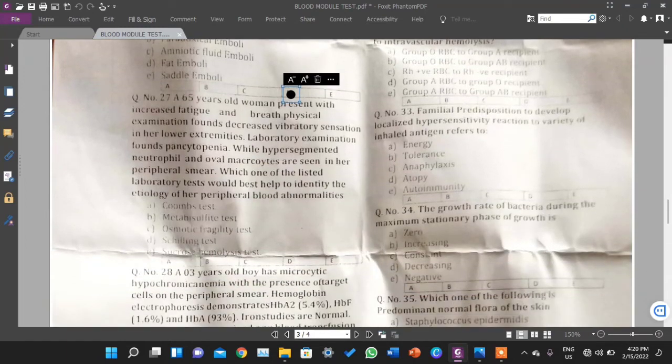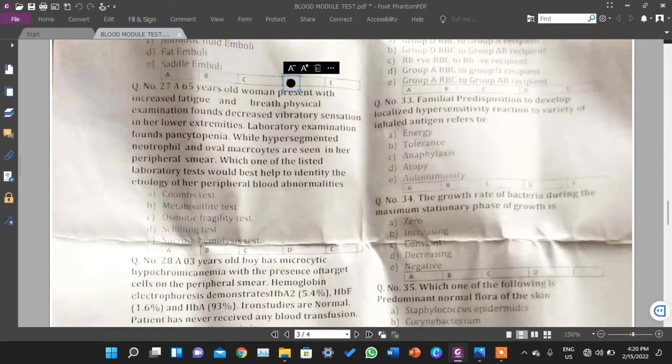Question number 27: a 65-year-old woman presents with increased fatigue and breathlessness. Physical examination finds decreased vibratory sensation in her lower extremities. Laboratory examination finds pancytopenia, while hypersegmented neutrophils and oval macrocytes are seen in her peripheral smear. Which one of the listed laboratory tests would best help to identify the etiology of her peripheral blood abnormalities? A. Coombs test, B. Metabisulfite test, C. Osmotic fragility test, D. Schilling test, or E. Sucrose hemolysis test.